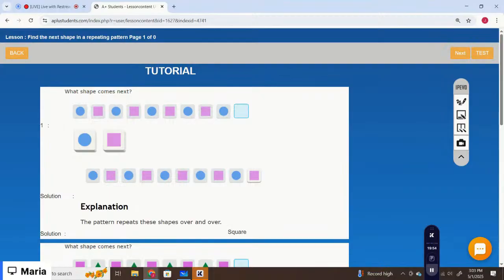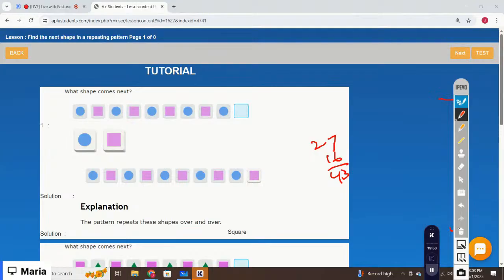What shape comes next? The square, circle and square, circle and square. So the pattern repeats itself, that is a circle and square. Here we have a circle. So the next one in the pattern is, the last one is circle. The next one in the pattern is square. So the pattern repeats these shapes over and over. The next one is square.